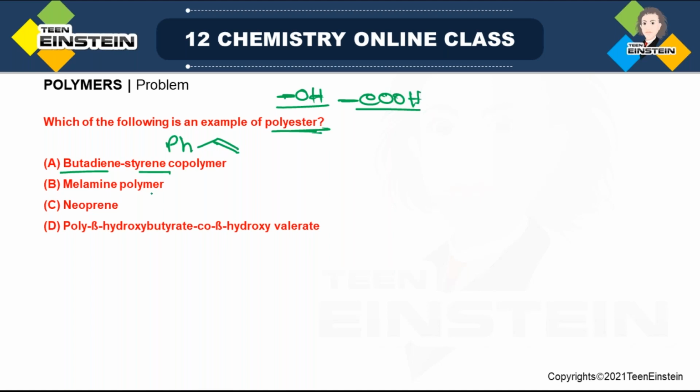Then melamine copolymer. The melamine polymer is basically made from one monomer, melamine, and another one, formaldehyde. Now melamine has a structure like pyridine, but a total of 3 nitrogens are present and there are some NH2 groups. So OH or CO2H groups are not present, but NH2 groups are present.